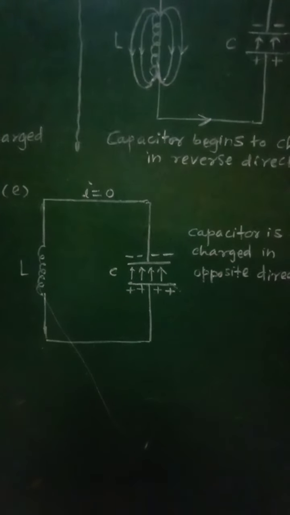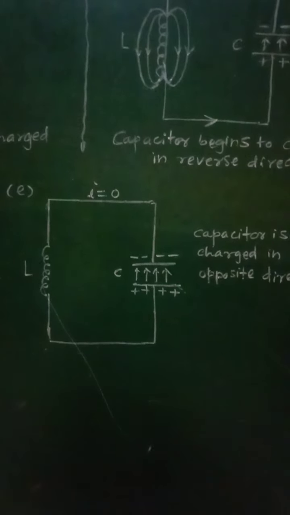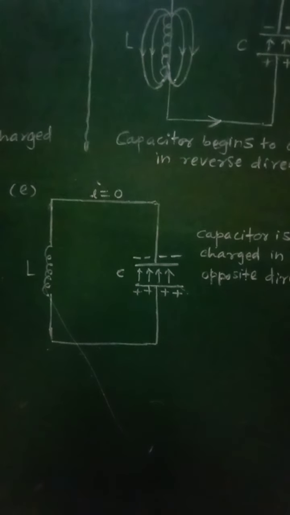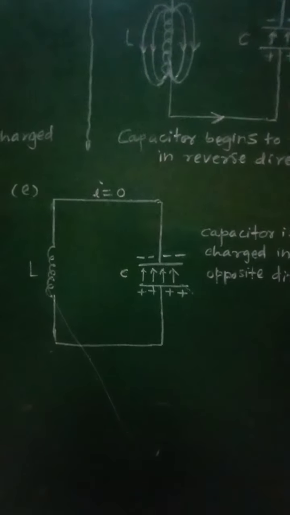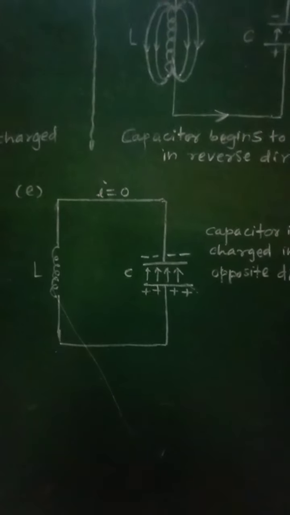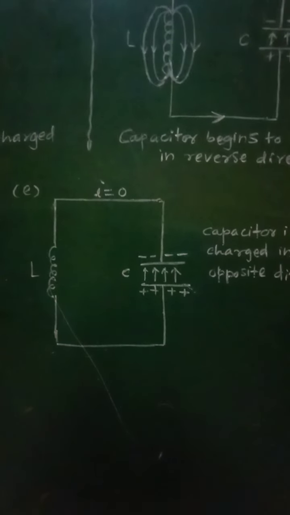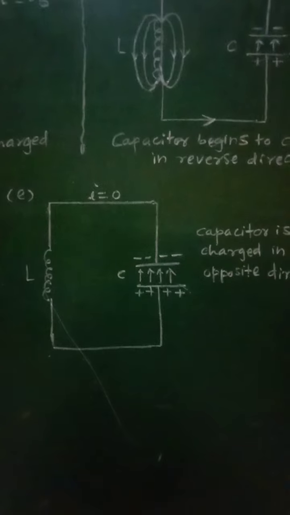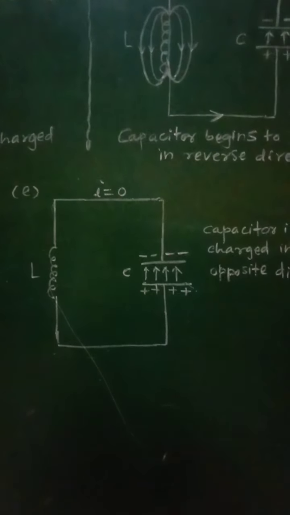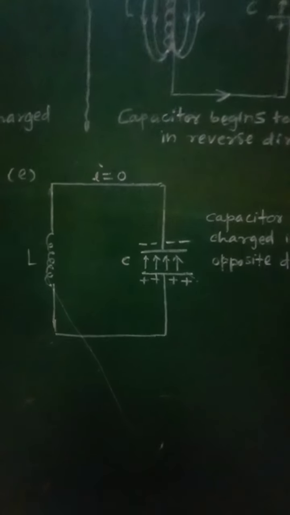So undamped oscillations will be produced only if there is no loss of energy, that is, when there is conversion of electrostatic energy into magnetic energy or magnetic energy into electric energy. At that time, if there is no loss of energy during the conversion, then the oscillations are undamped. However, the LC oscillations are damped oscillations, and these LC oscillations are damped because of two reasons.